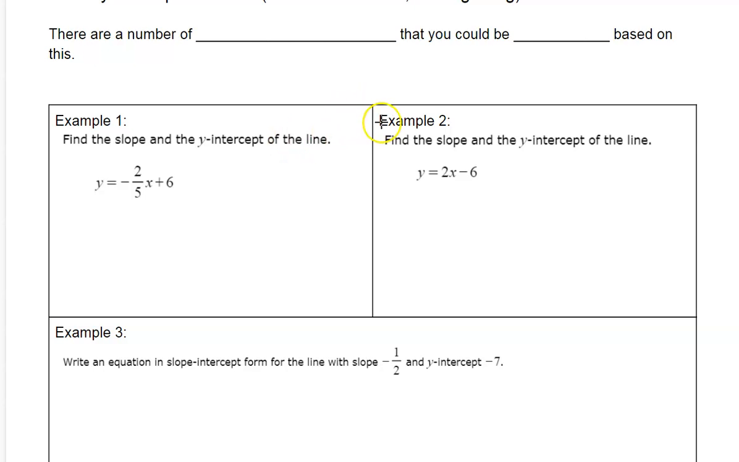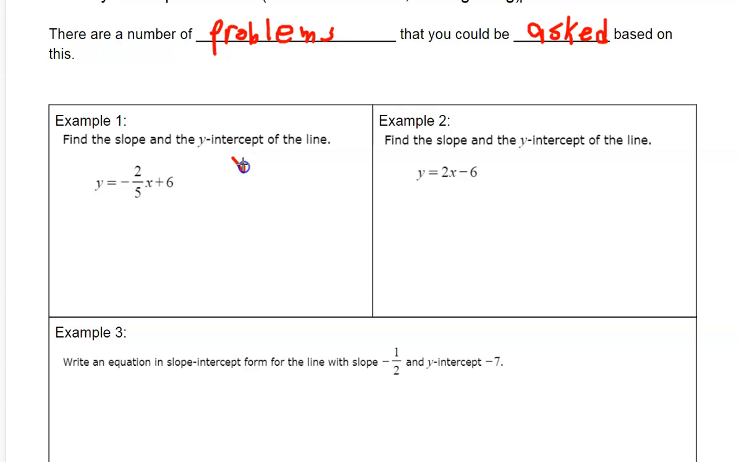Okay, there are a number of problems you could be asked based on this. Based on the slope-intercept form of an equation, there are a bunch of different problems you could be asked on this. So for example, example one, find the slope and the y-intercept for the line y equals -2/5 x plus 6.